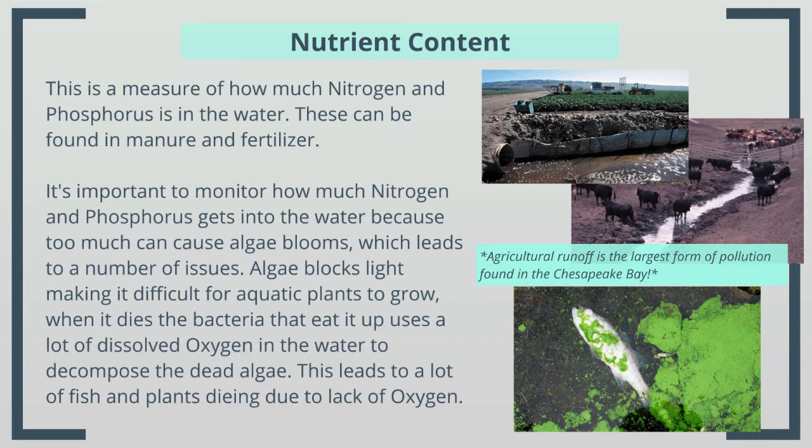So we get things called algae blooms, which leads to really bad issues. If we have too large of an algae bloom, the algae is going to block the light, so it's difficult for aquatic plants to get the sunlight and do that photosynthesis. And when all that algae decides to eventually die, bacteria is going to eat that up. That's a natural process. But the more algae that's dead, the more bacteria comes in to eat that, and the bacteria is going to use up all the dissolved oxygen in that water to decompose the algae, which means the dissolved oxygen that the fish and the aquatic plants need is now gone, and they're going to die.